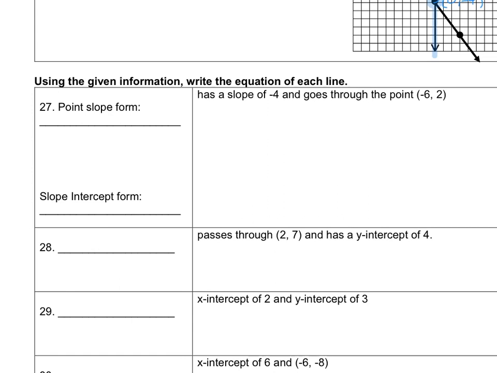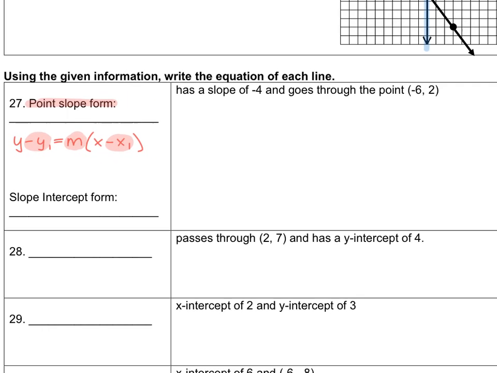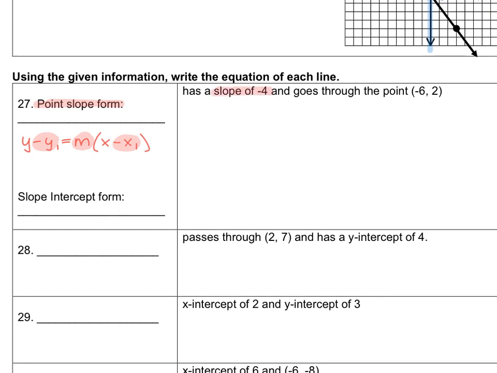27, we're looking at writing the equation. It's telling us different forms to go for this. So the first one that it asks for is point-slope form. So point-slope form is, from my formula card, y minus y1 equals m parentheses x minus x1. So I'm looking to find a slope and then a point to be able to put into my equation. So when I look at the information they gave me, slope of -4 and goes through the point (-6, 2).